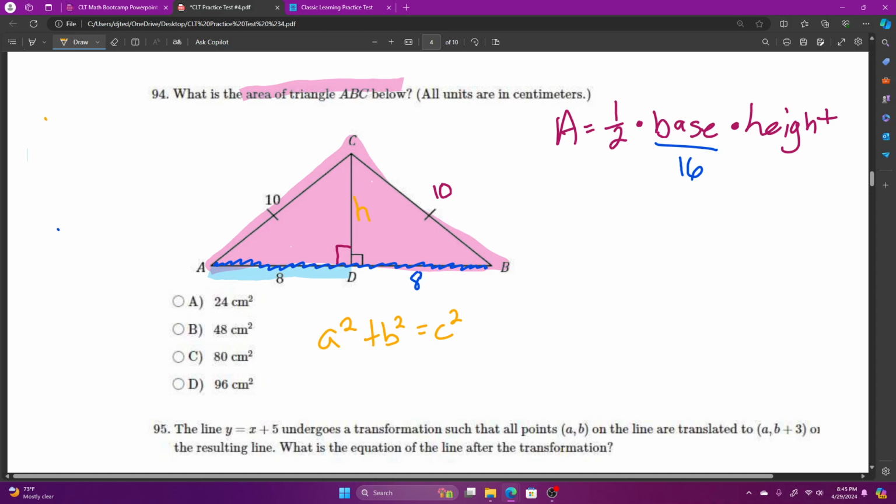What is a hypotenuse? A hypotenuse is the longest side, or the side across from the 90-degree angle. And then A and B are the legs of your right angle triangle. It doesn't really matter who's who at A and B. So we can say 8 squared plus our height of our triangle squared equals our hypotenuse squared. And now we can solve for height.